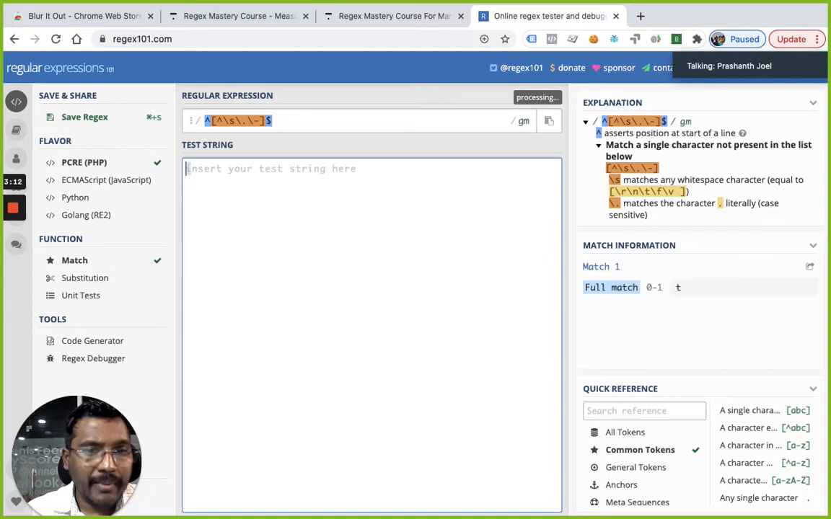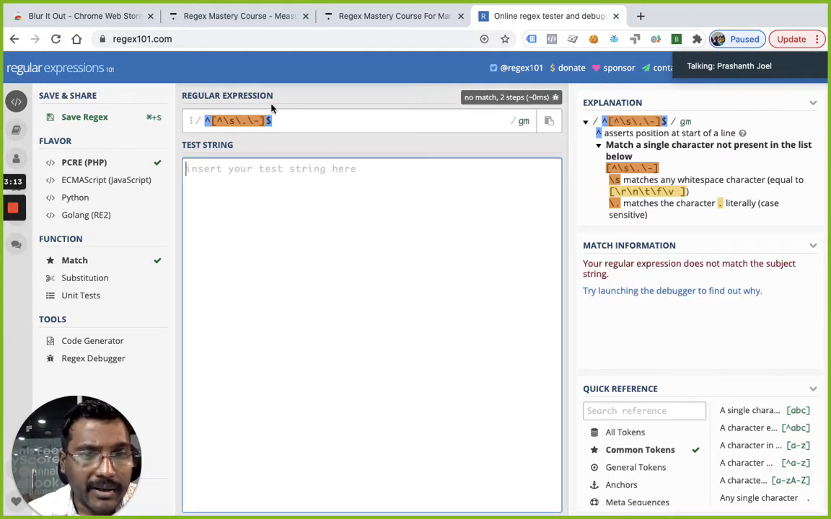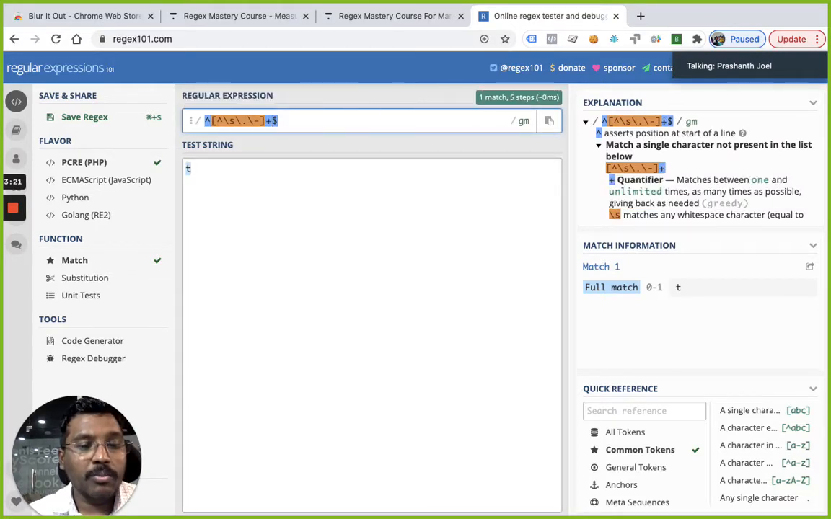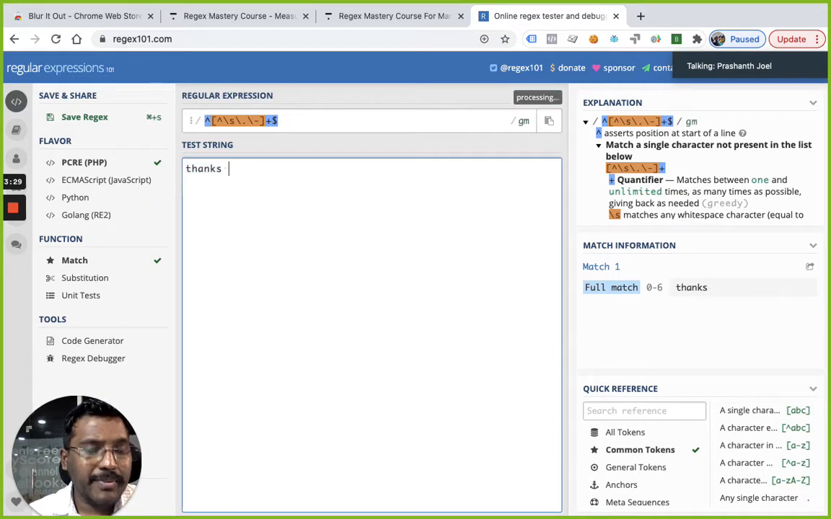That means anything you type, like A, it will match. But it will match only one character, right? You see, T, H, it will not match. So what I'm going to do is give it one or more times, that is plus. Plus is a quantifier which will match the pattern one or more times, right? So now if I type in thanks, it will match. But when I give a space, it will not match.